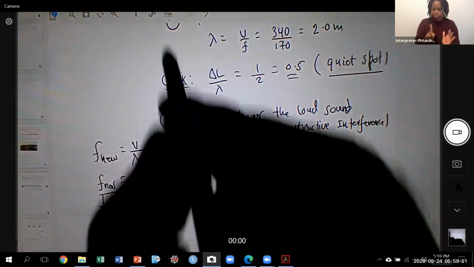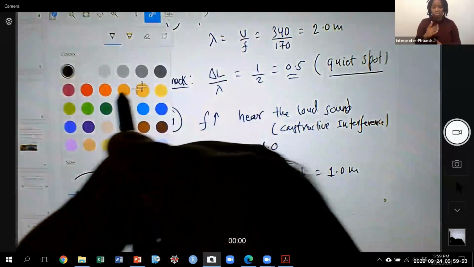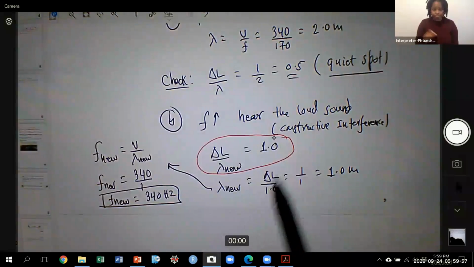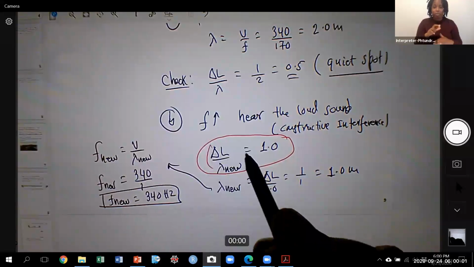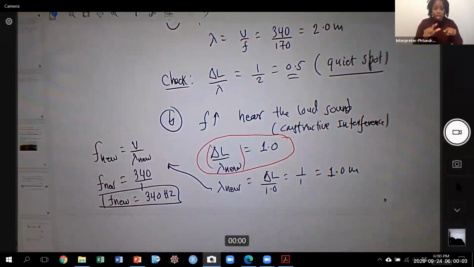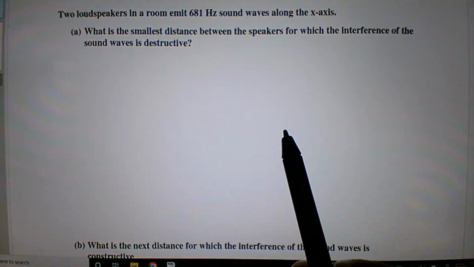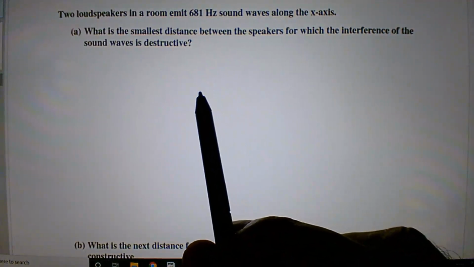So the main idea is this: you have to change this ratio to the next ratio so that you get constructive interference, and then find the new lambda and then convert lambda into frequency. Here's the next question on interference.